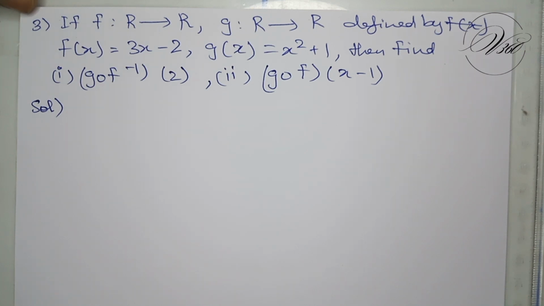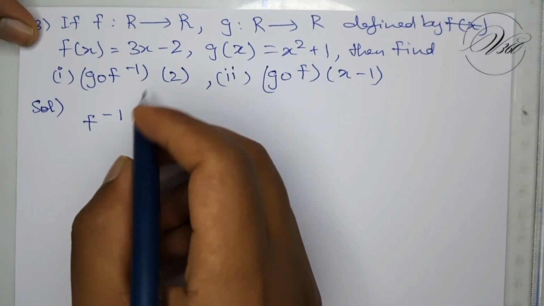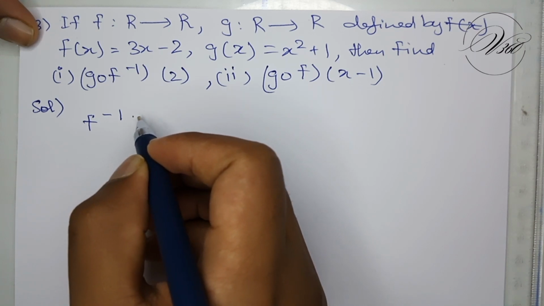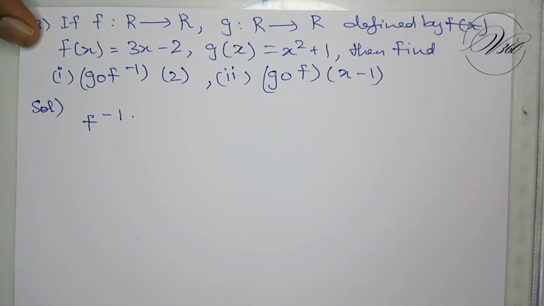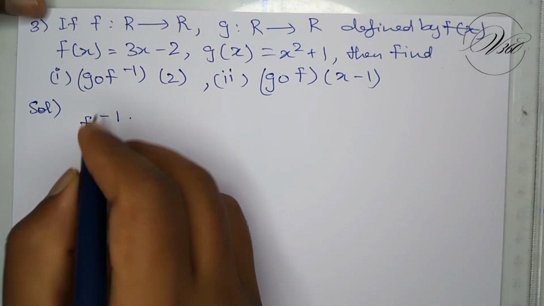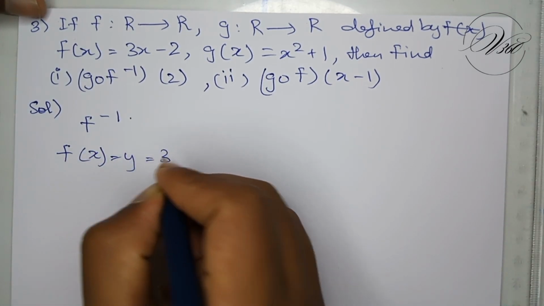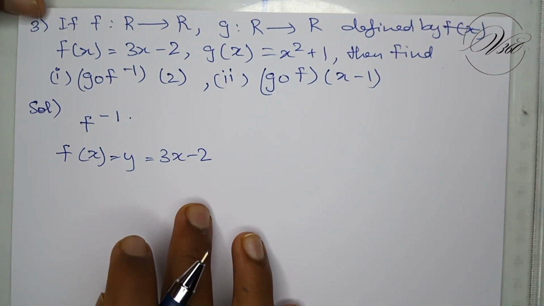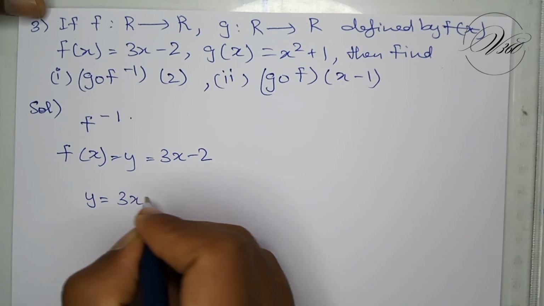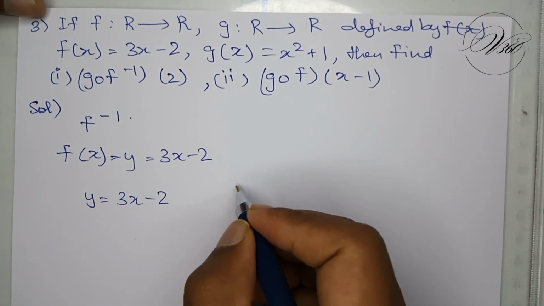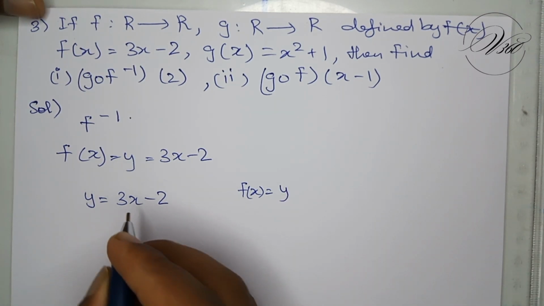To find this, first we should know what is F inverse. To find F inverse, we are going to do, wait a second. Yeah, here we will take F of x is equal to y is equal to 3x minus 2. Okay. Now y is equal to 3x minus 2 and F of x is equal to y.